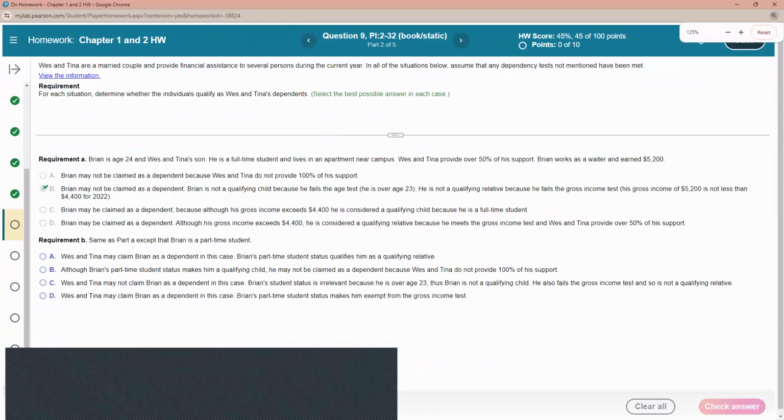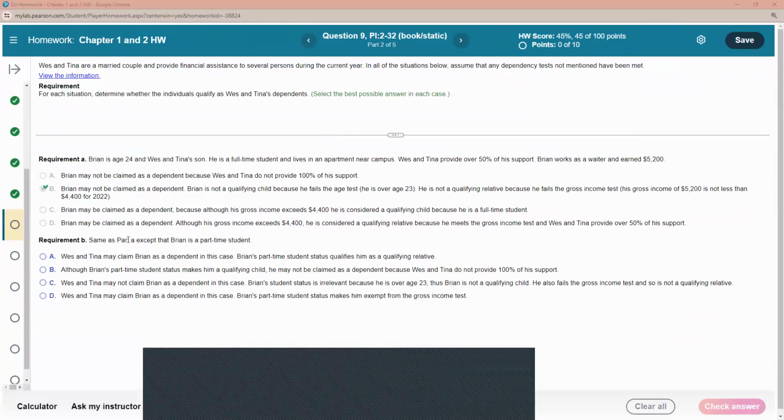So for requirement B, it says, same as part A, except that Brian is a part-time student. Option A says Wes and Tina may claim Brian as a dependent in this case, because Brian's part-time student status qualifies him as a qualifying relative. This is incorrect, right? Let's say he was 22 or 23 years old. You need to be in school full-time for at least 5 months of the year.